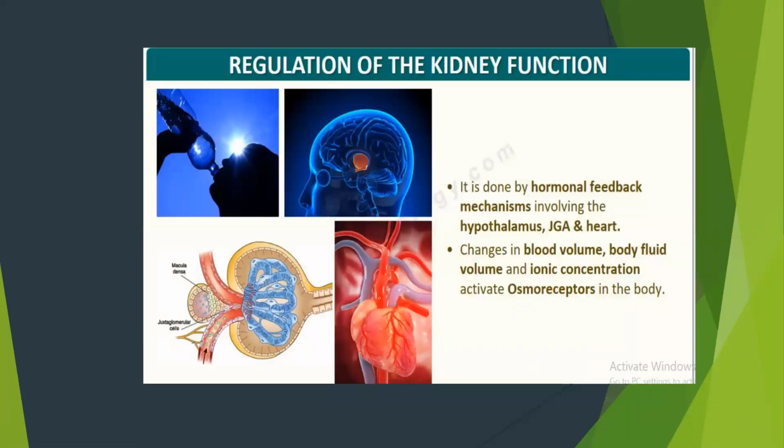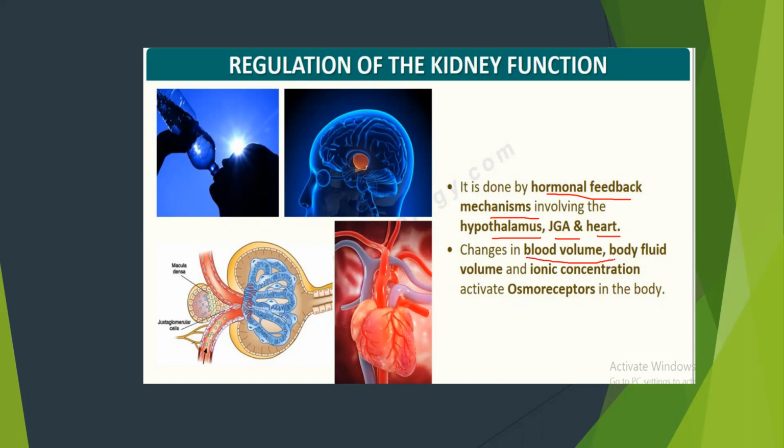the first thing that I'm going to discuss is the regulation of kidney function. In the previous videos, I have explained to you the structure of kidney, structure of nephron, urine formation, and countercurrent mechanism. So now today we will be studying how the kidney function is regulated. Children, a hormonal feedback mechanism is involved in the kidney function, and it involves the hypothalamus, JGA, that is juxtaglomerular apparatus, and the heart.